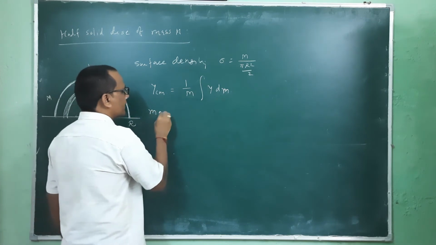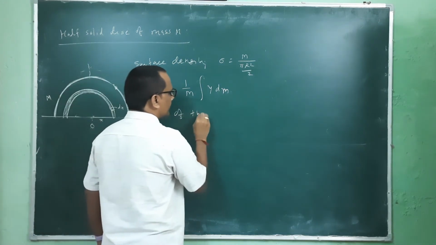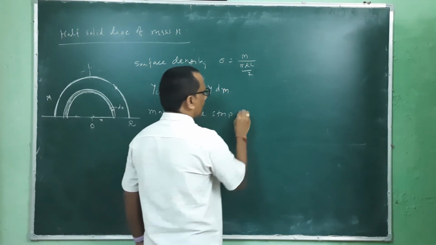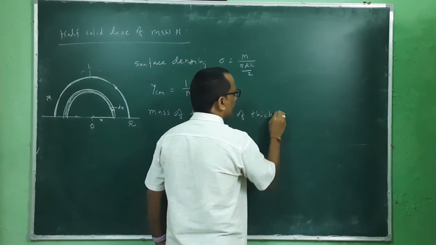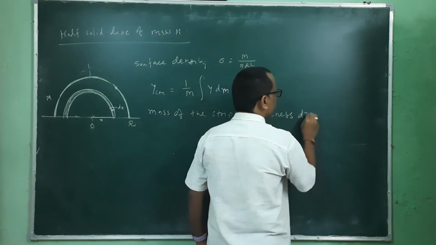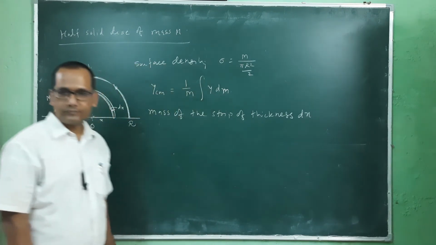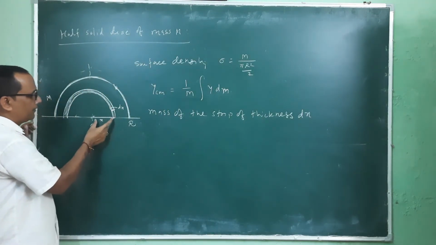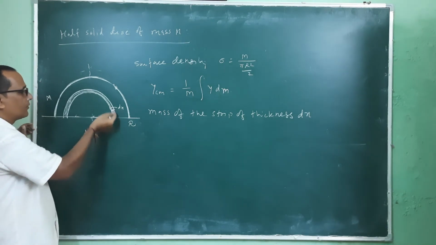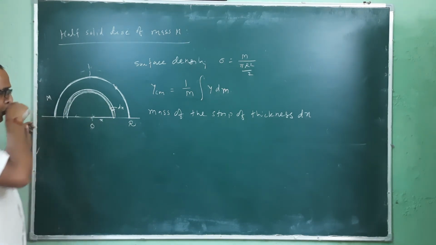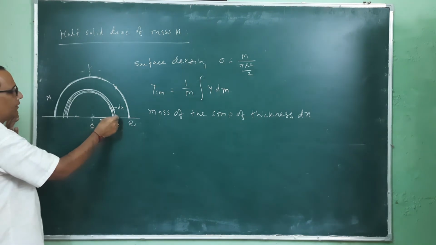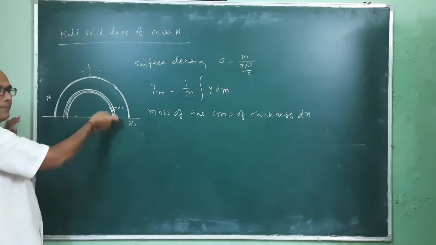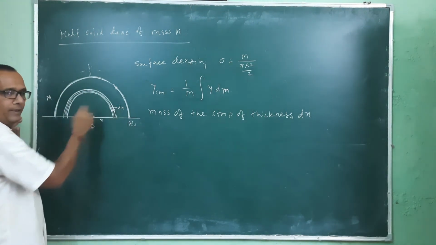So mass of the strip of thickness dx. We will calculate area. dx is this and x is this. So just we can calculate this. So how can we calculate? Total, this is half perimeter. Again, half perimeter multiplied by dx.